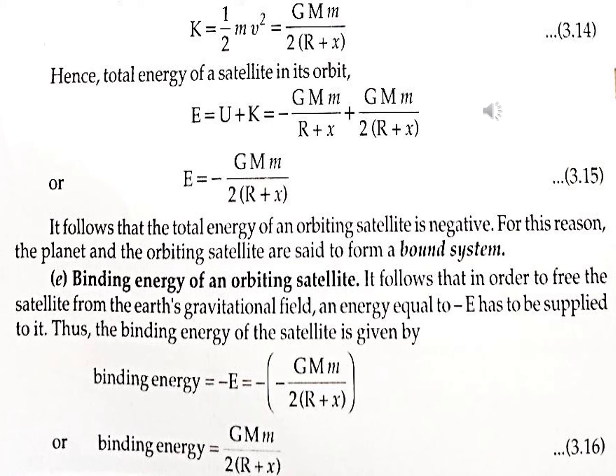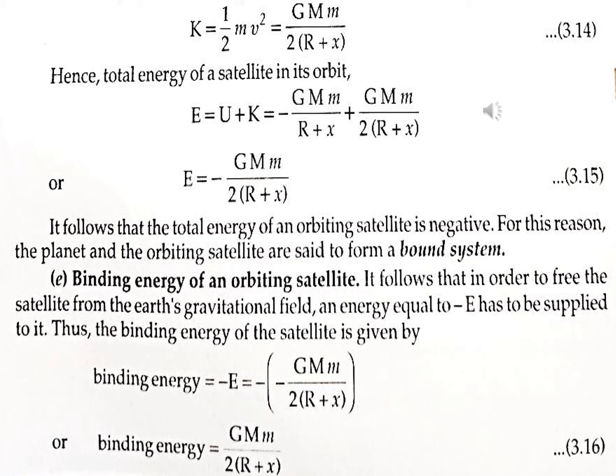The total energy E of the satellite in its orbit is equal to the total of the potential energy plus the kinetic energy, adding these two types of energy. Potential energy of the satellite is given by minus G capital M small m upon r plus x, and kinetic energy is G capital M small m upon 2 times r plus x.